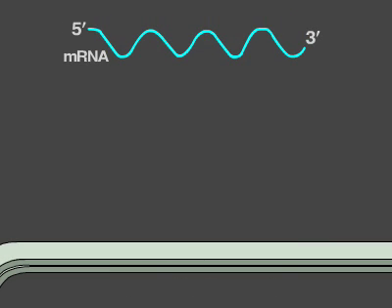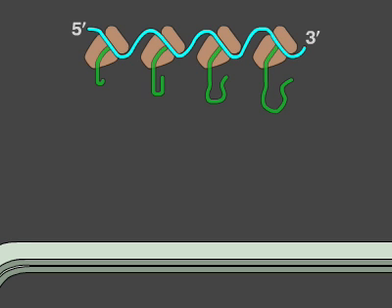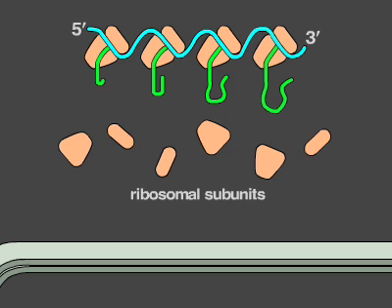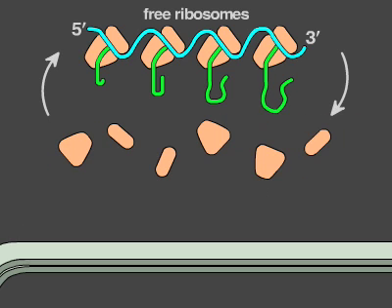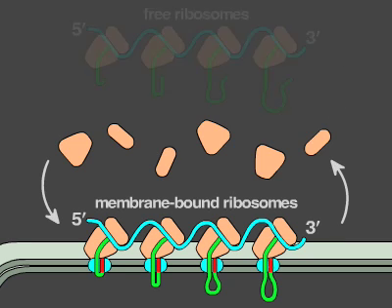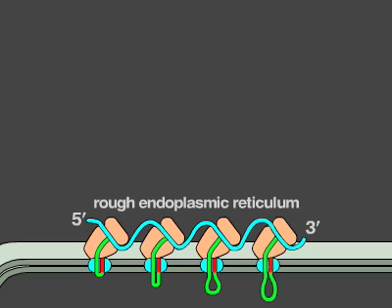As an mRNA molecule is translated into a protein, many ribosomes bind to it, forming a polyribosome. There are two separate populations of polyribosomes in the cytosol that share the same pool of ribosomal subunits. Free ribosomes are unattached to any membrane. Membrane-bound ribosomes become riveted to the ER membrane and translate proteins that are translocated into the ER. These membrane-bound ribosomes coat the surface of the ER, creating regions called rough endoplasmic reticulum.